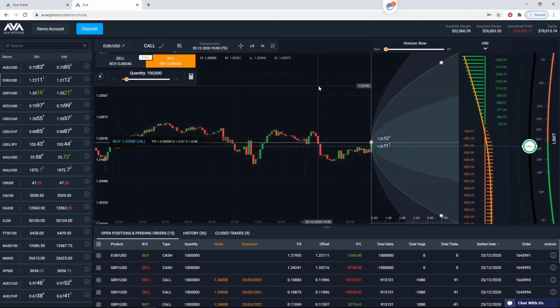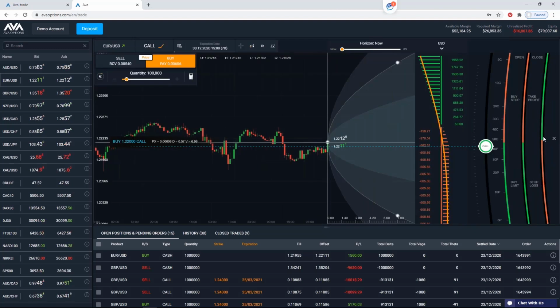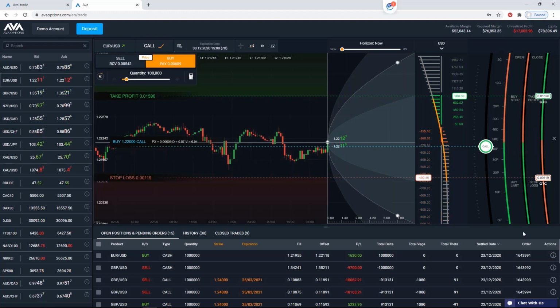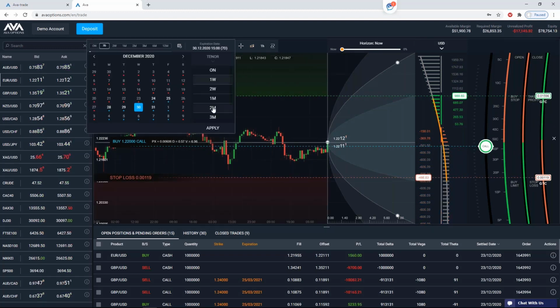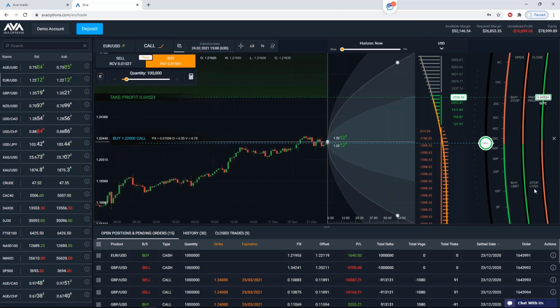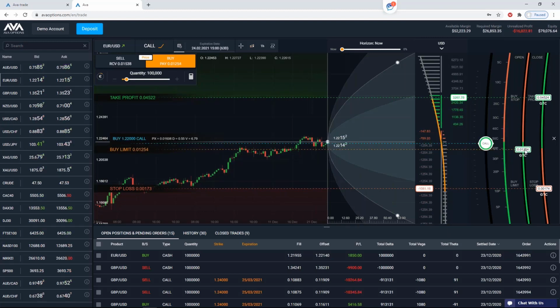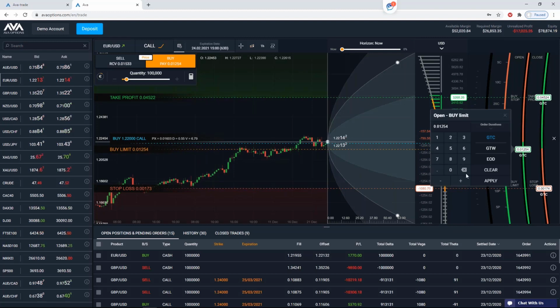If I go back to a call, we have a limit button, and I can put in a take profit and a stop loss. And I'll just show you something interesting. Let's make this a 2-month option. I'm going to put a take profit and a stop loss. So this option today is going to cost 160 pips. Let's put in a limit order to buy it for 100 pips.